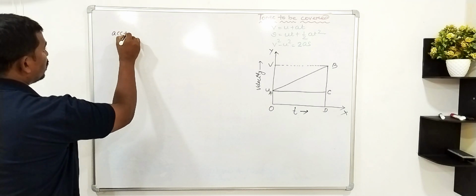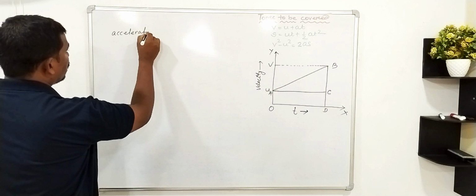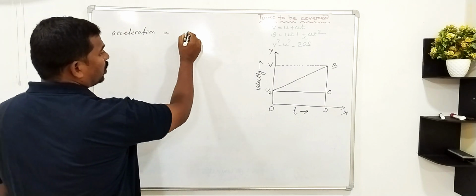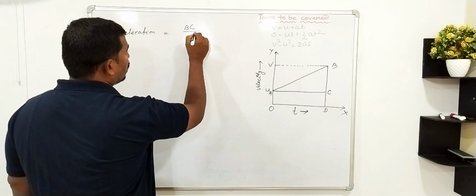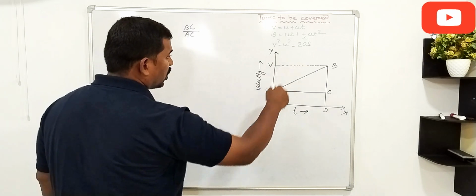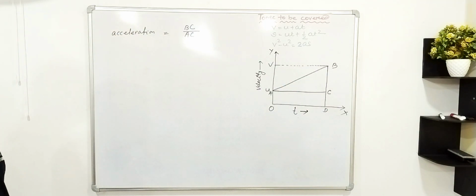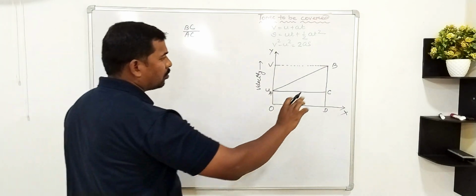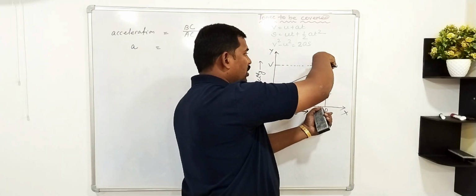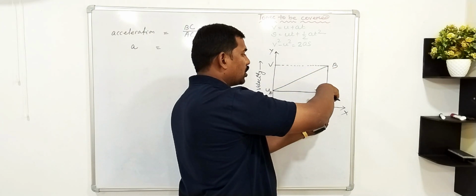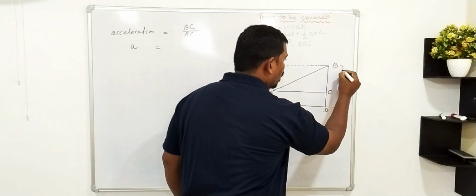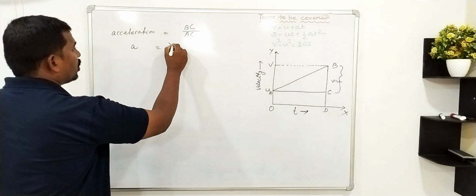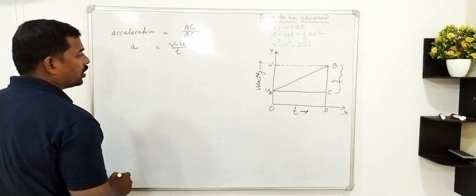Acceleration a is equal to BC by AC. Here acceleration, denoted by symbol a, is equal to BC by AC. BC is your V minus U. Total distance is equal to V, then the distance from C to D is U, so the remaining distance is V minus U. BC is your V minus U, and AC is your T.